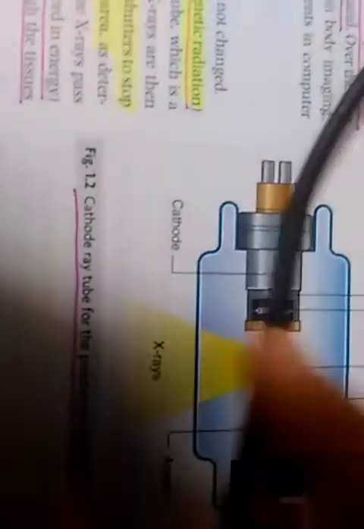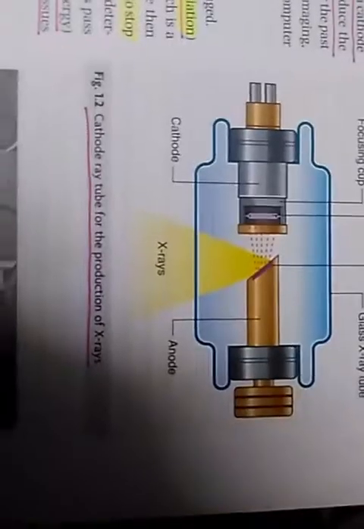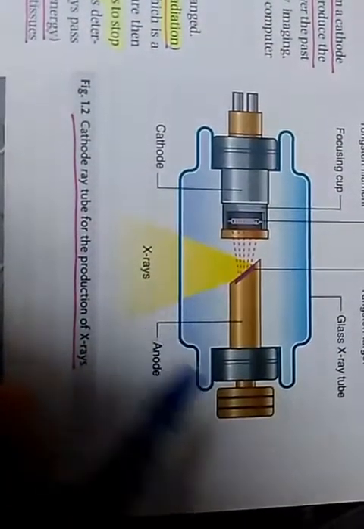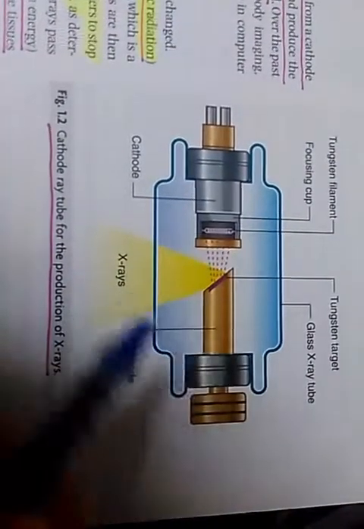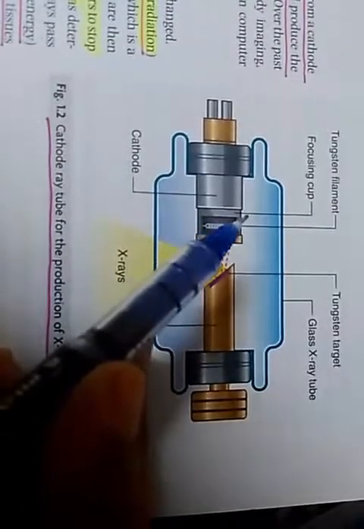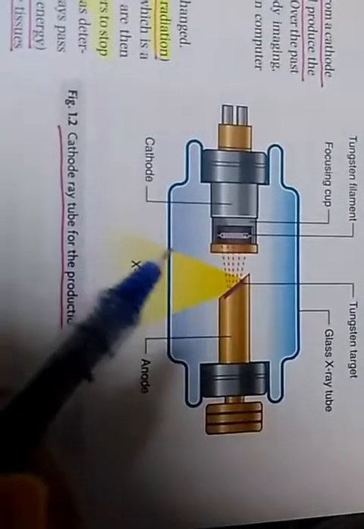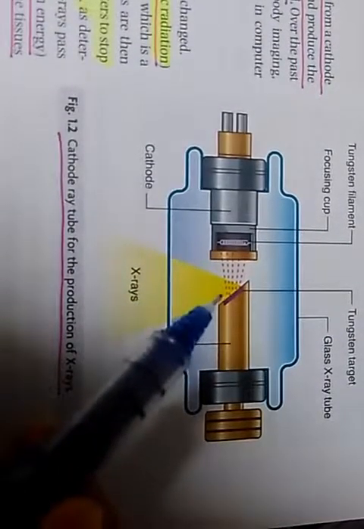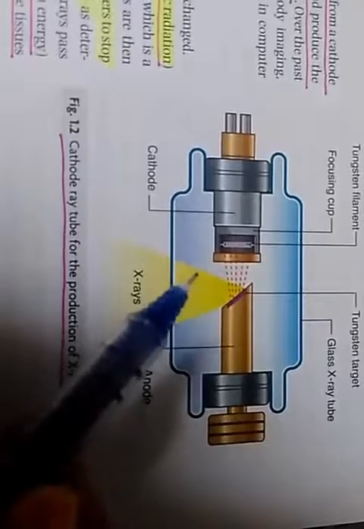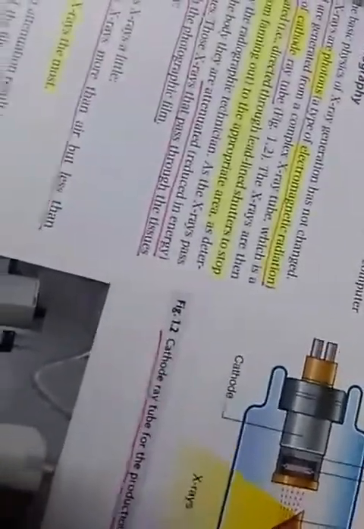As you can see in this picture, this is the cathode, this is the anode, this is the glass X-ray tube, this is the tungsten filament, and this is the tungsten target. Both cathode and anode are made up of tungsten, and the whole procedure occurs in the glass tube. So this was about the X-ray. Now we will discuss plain radiography.